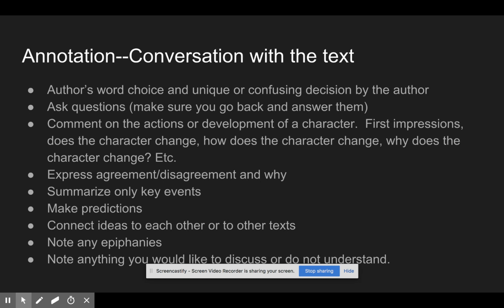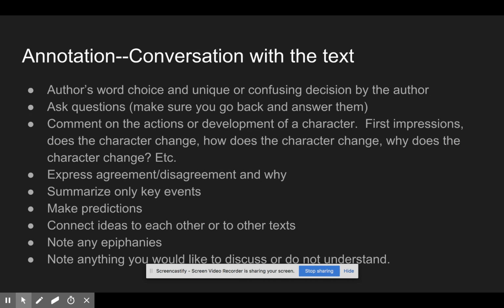Ask questions. But you don't get to just ask the question and then move on. You actually have to make sure you go back and answer the question. And maybe the question you're asking is something you're going to take to whole class discussion because it's confusing and you need clarification. This is a good time where you might want to also use the symbol so that you note that you have to go back to this and that it's something you want to bring to whole class.